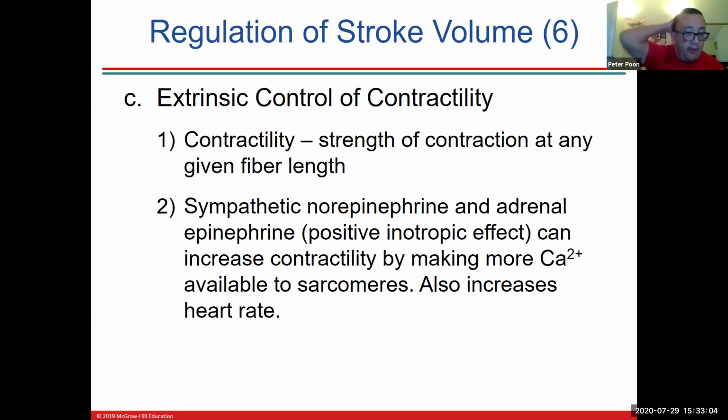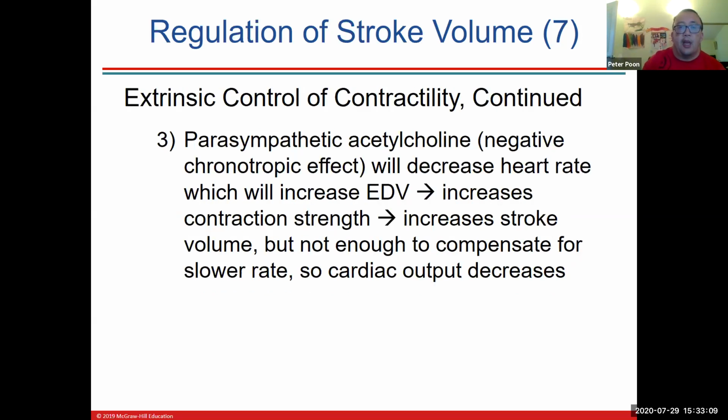Sympathetic innervation, more calcium, more contraction. Parasympathetic innervation will actually increase EDV as well, because there's a slower heart rate, and the slower heart rate will increase EDV, which means there's more stroke volume per beat. But that still doesn't counter the lower number of beats. You get more blood out per beat, but fewer beats, so less cardiac output.